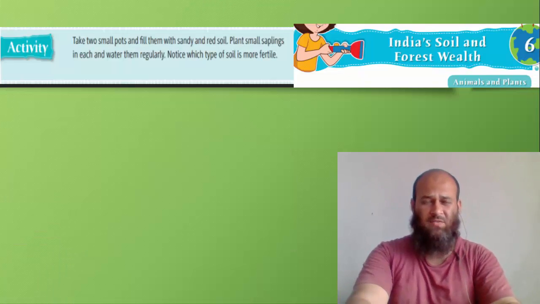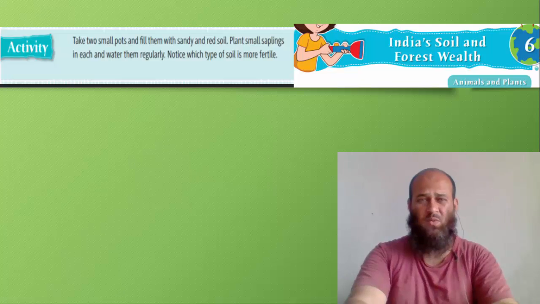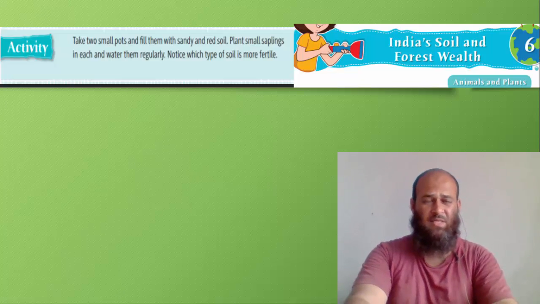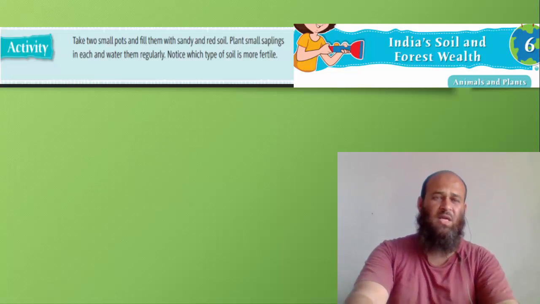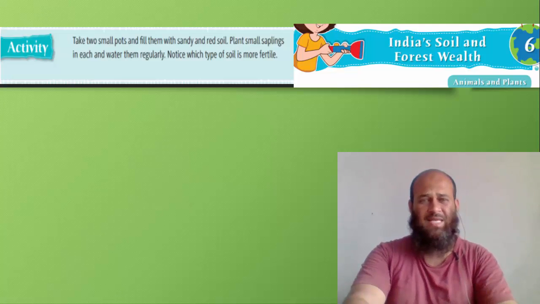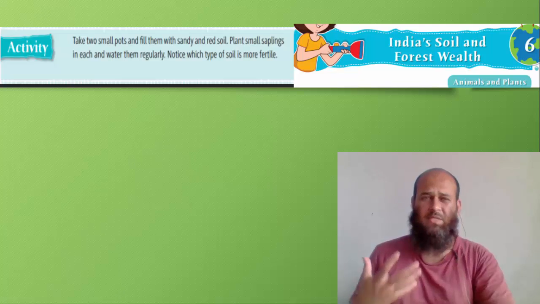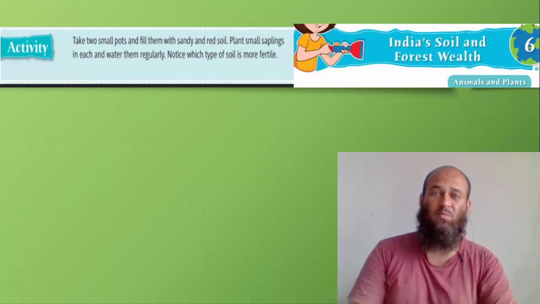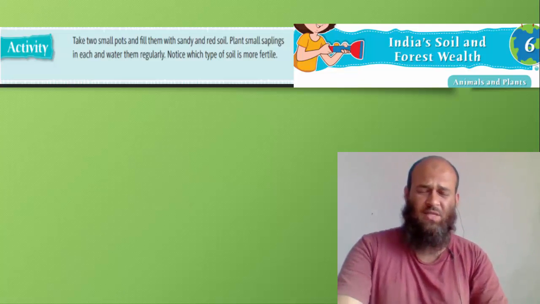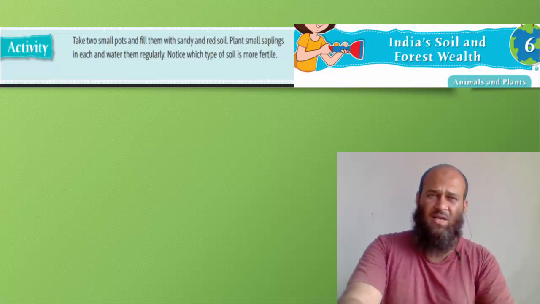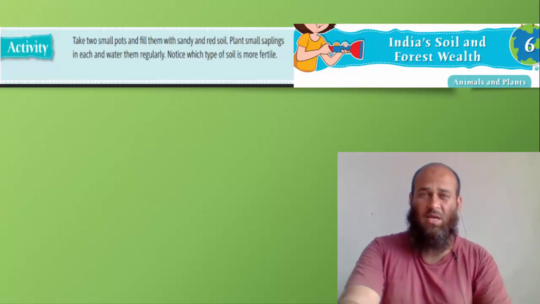This is a small activity. You can do it at your home as well by planting small saplings in two different pots with sandy and red soil. Notice what happens, which type of soil is more fertile. You can do this activity. We can easily find sandy soil and red soil near our houses.